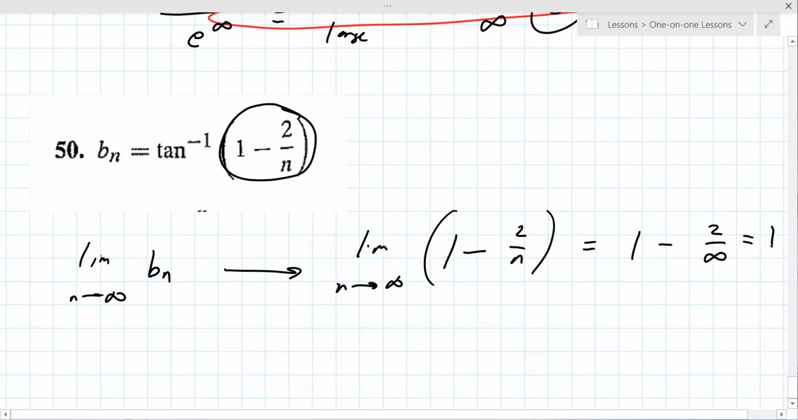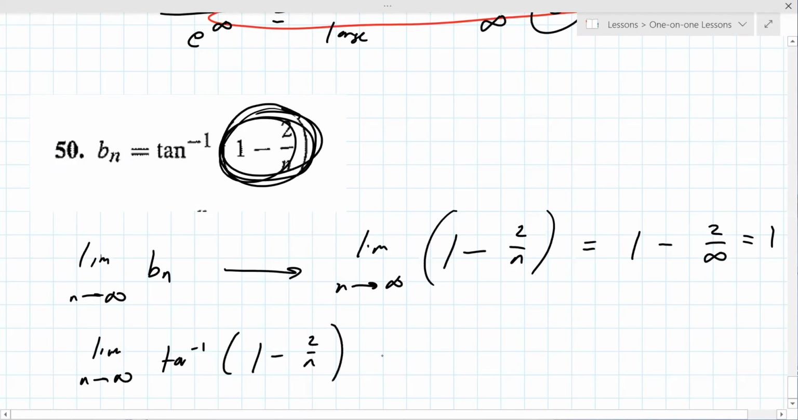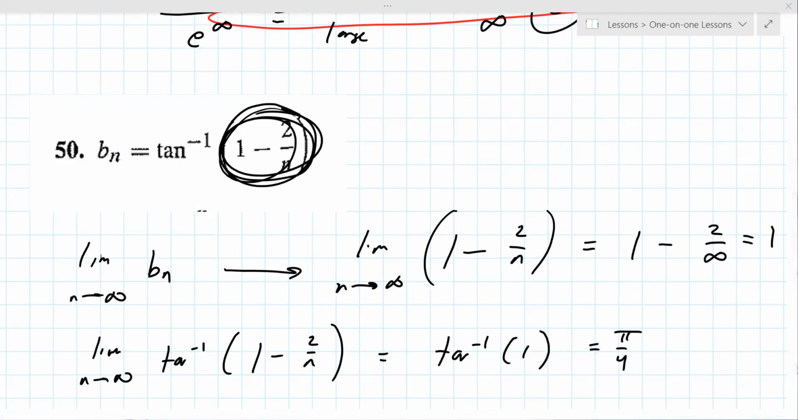Some instructors want you to use properties, but we know that this part right here goes to 1. But then tan inverse of 1. So this is how you would write it. Because of what we just said, this is equal to the arctangent of 1, which is pi over 4. You just know that from the unit circle. Yes, you have to know your unit circle.